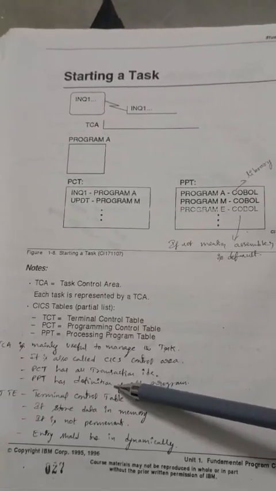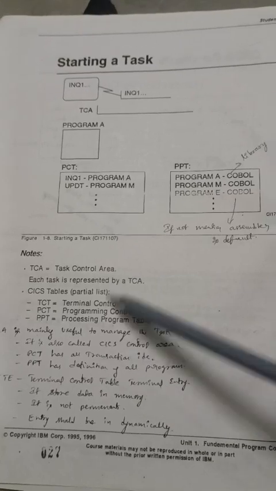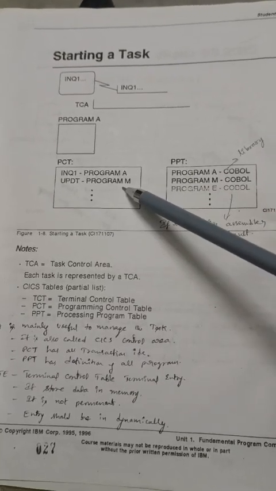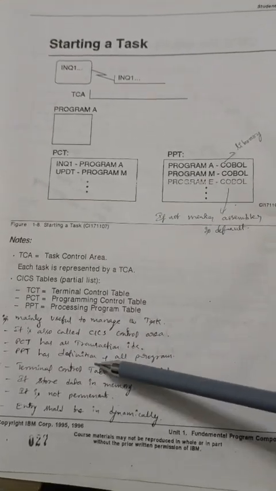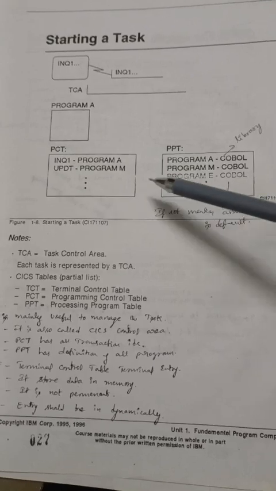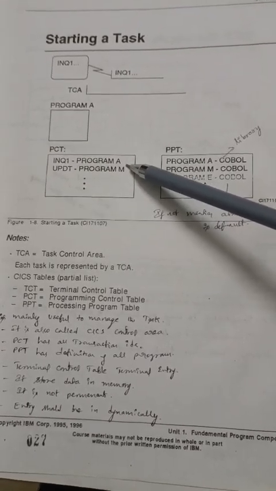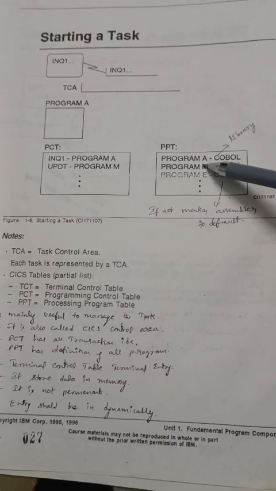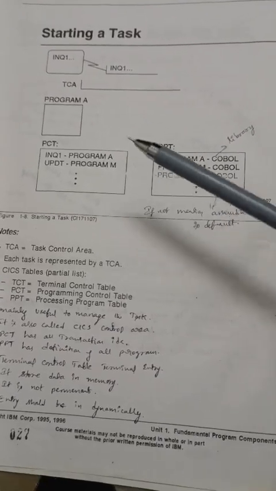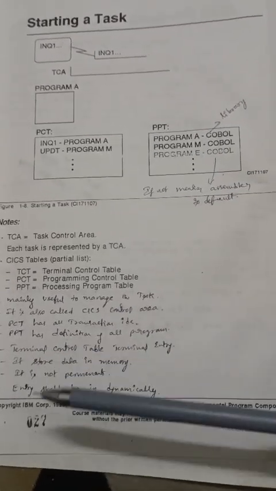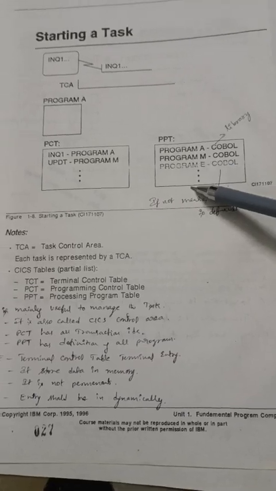We can see that the PCT table contains the transaction ID and the main program only, but the PPT table stores all programs. Whatever the transaction ID, irrespective of the transaction ID, it will store all programs and the maps.